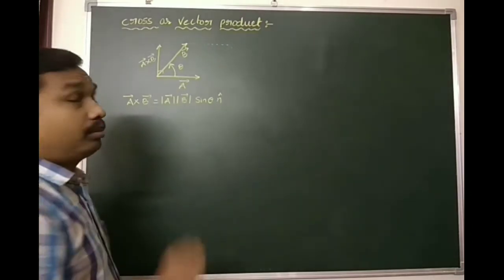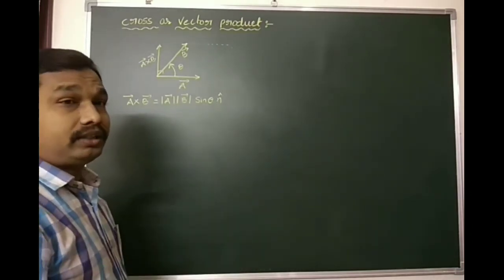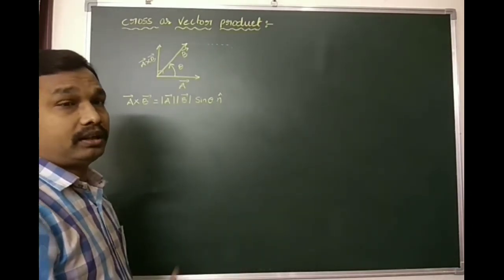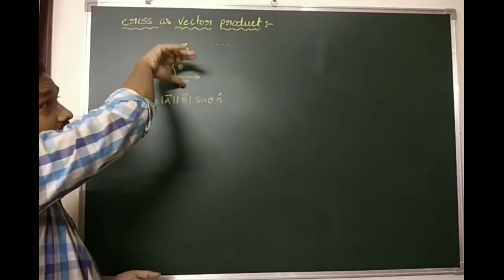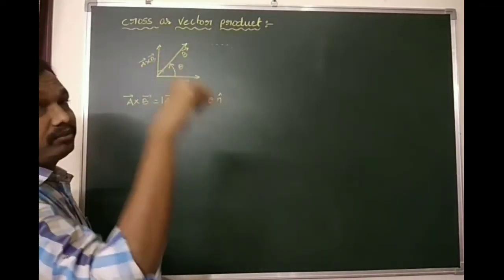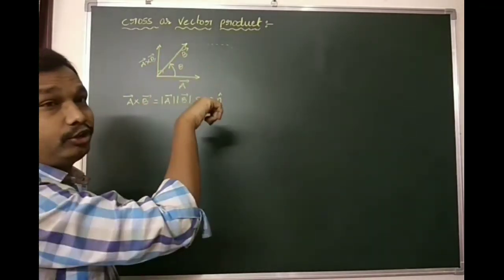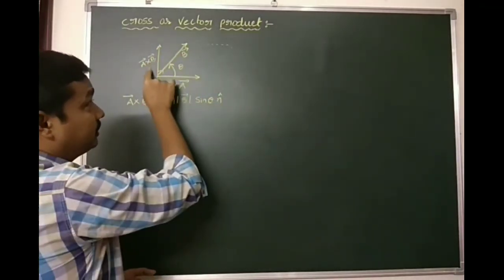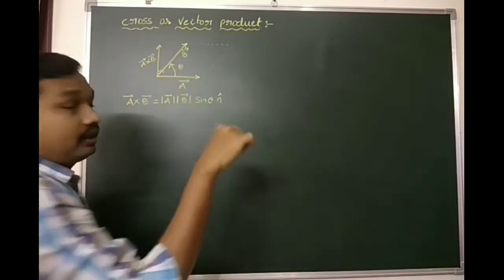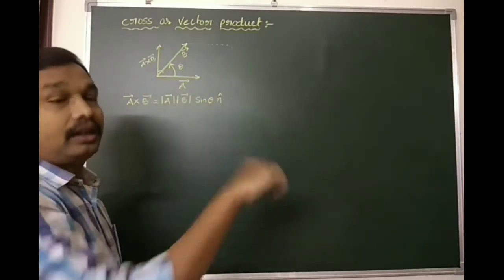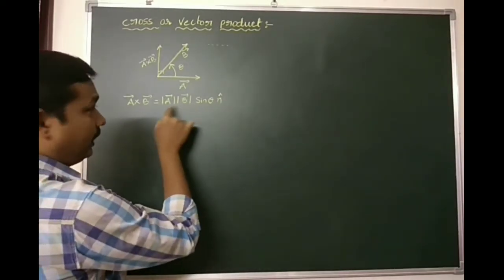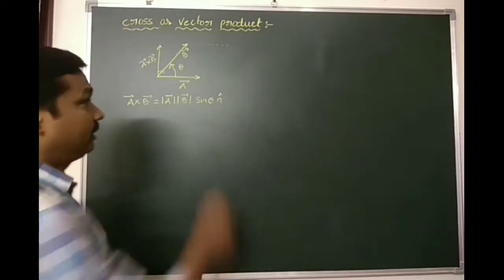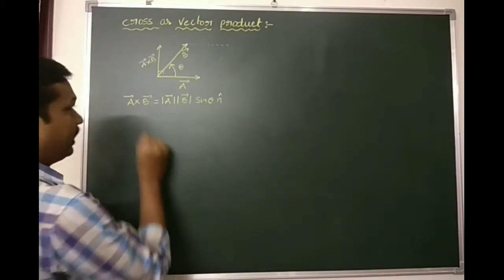Suppose you consider B cross A, in what direction will it be? From B's direction turning towards A, the thumb represents going into the board. If you consider the earlier one as the positive direction, then the resultant will be in the downward direction. So A cross B is equal to AB sine theta n cap, where n cap gives the direction.